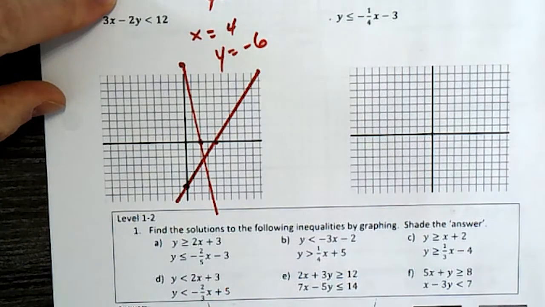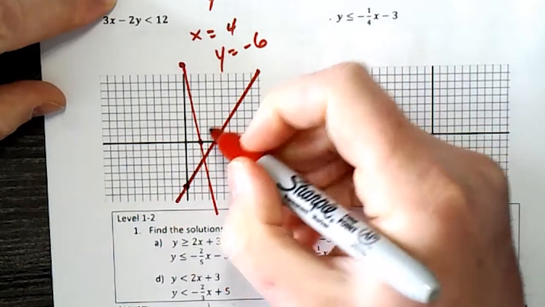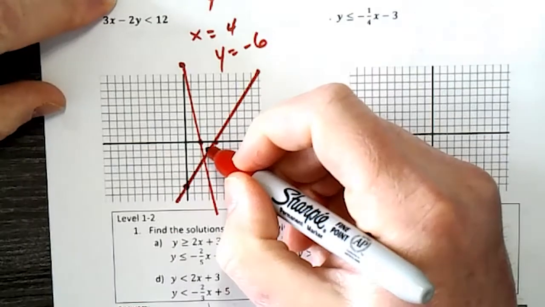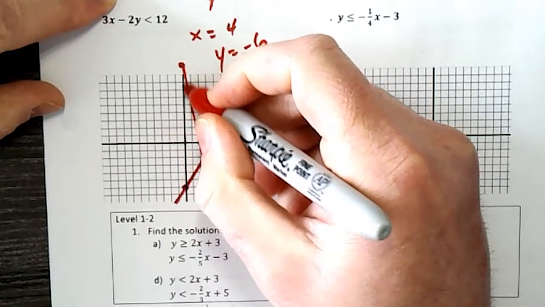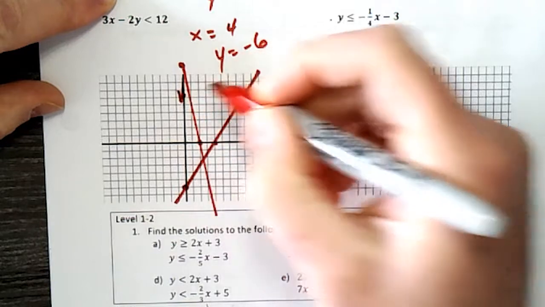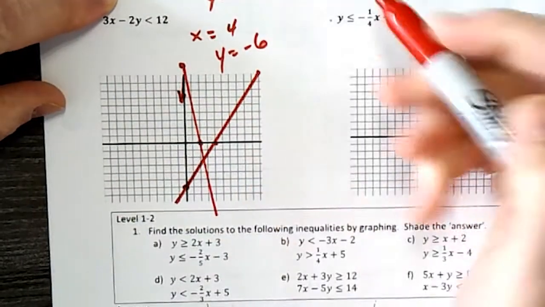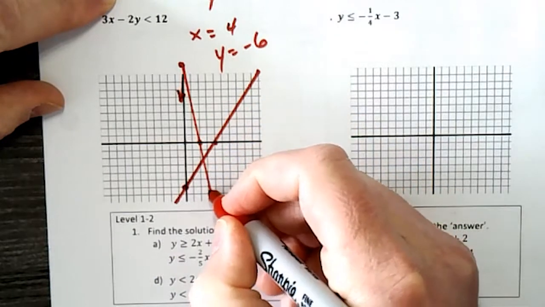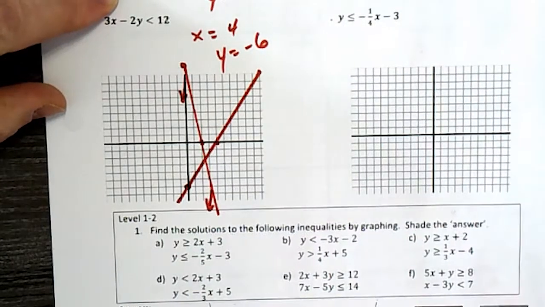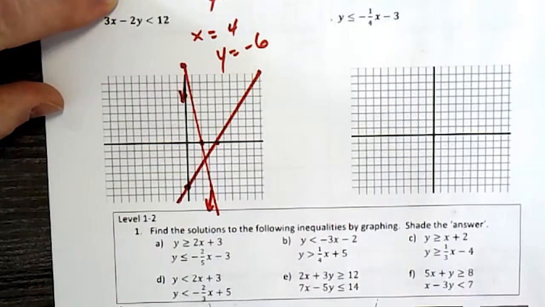I've got plus y is less than 10, so I'm going to focus on the y coordinate. So this means I want less than the line. I want less than this. So I'm going to draw 2 arrows just to kind of guide me for now. I don't know if they're going to be shaded yet.